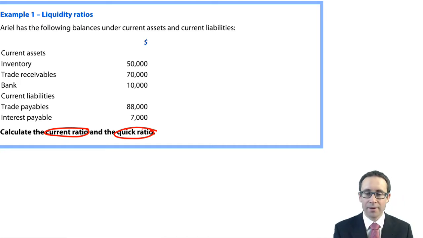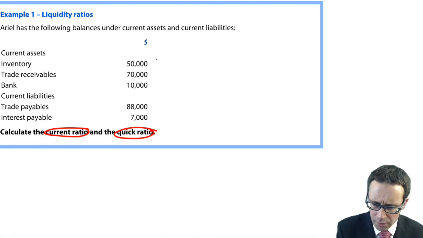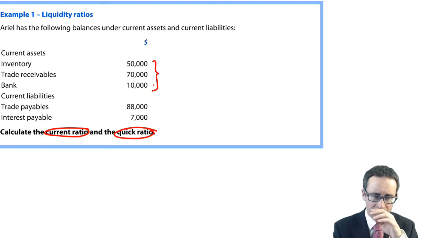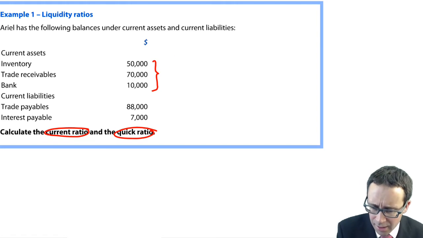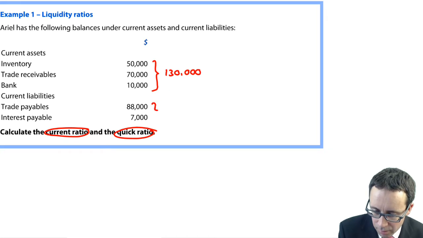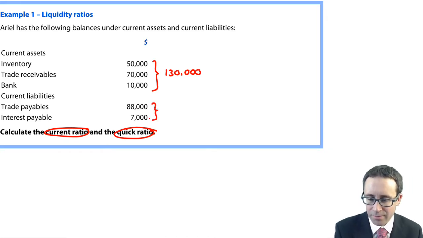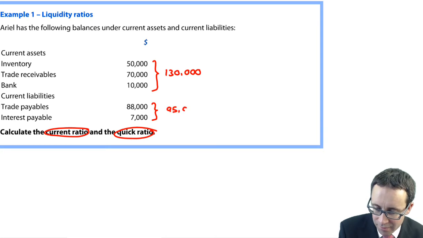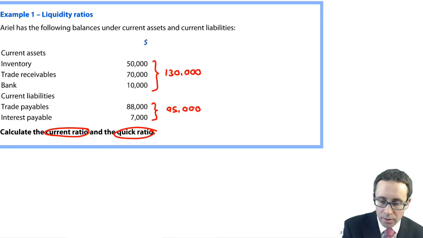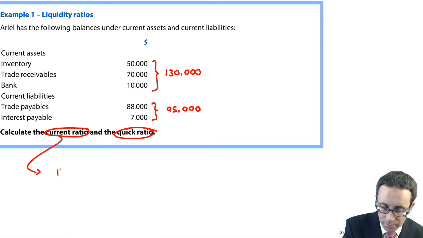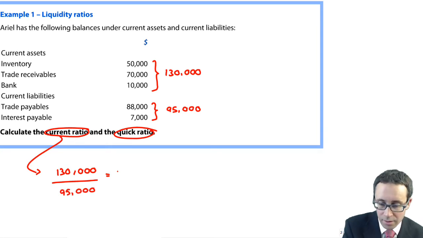You've got your assets at the top, your liabilities there at the bottom. So your total current assets, if you add them up, 50, 70 and 10, is that 130,000? And the current liabilities, 88 and 7, is that 95,000? So when you're going through that and working out your current ratio, it's the 130,000 divided by 95,000, is that 1.37 to 1? Okay.